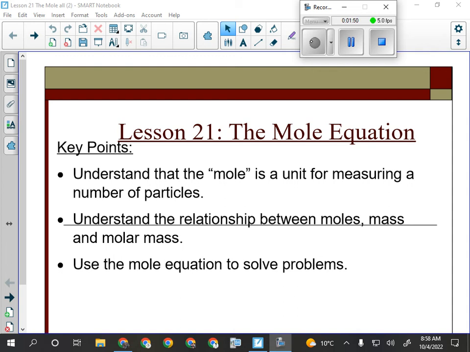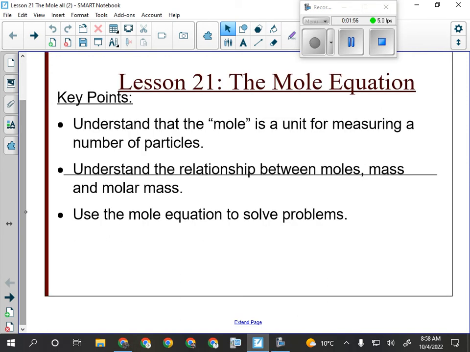Okay, we're going to look at the relationship between moles, mass, and molar mass, and use the mole equation to solve problems. There are 4 ways I can ask a mole equation problem, and we will go over all 4 every day this week. Okay, so you'll get to see it lots of times. Now, the mole equation looks like this. N equals little m over big M.